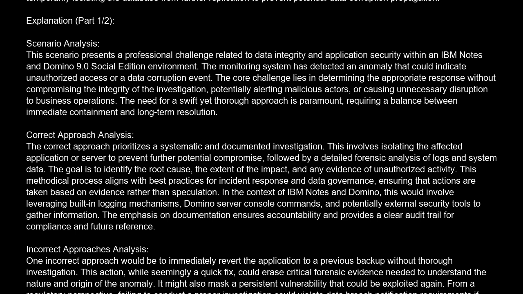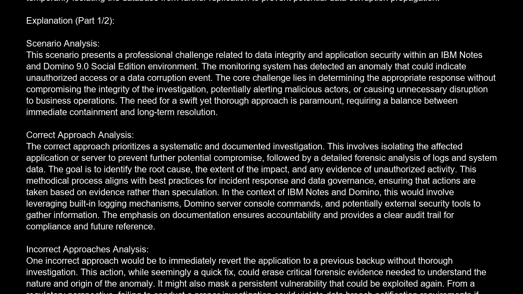Explanation. Scenario analysis. This scenario presents a professional challenge related to data integrity and application security within an IBM Notes and Domino 9.0 Social Edition environment. The monitoring system has detected an anomaly that could indicate unauthorized access or a data corruption event. The core challenge lies in determining the appropriate response without compromising the integrity of the investigation, potentially alerting malicious actors, or causing unnecessary disruption to business operations. The need for a swift yet thorough approach is paramount, requiring a balance between immediate containment and long-term resolution.